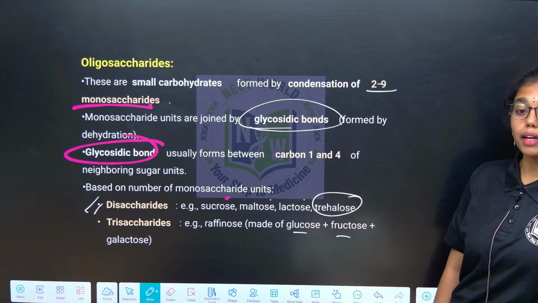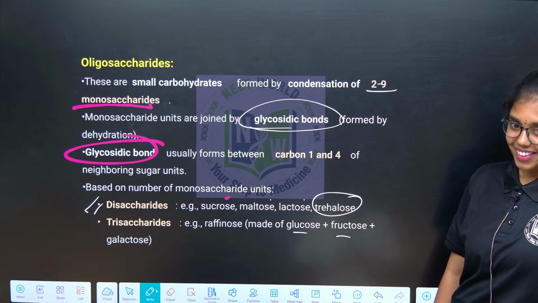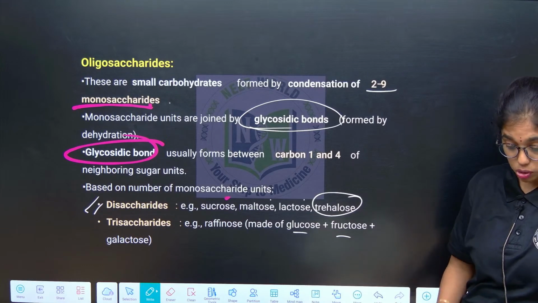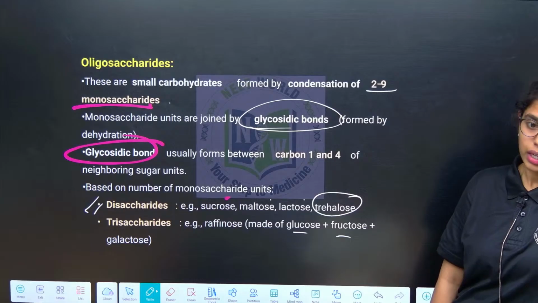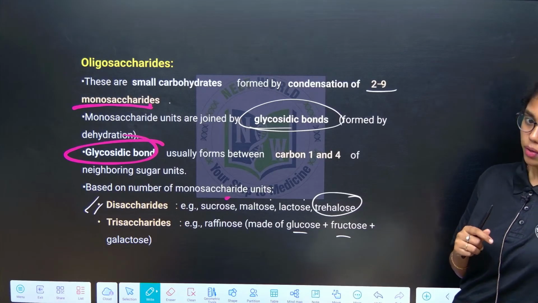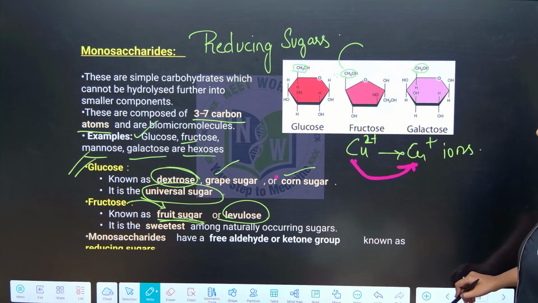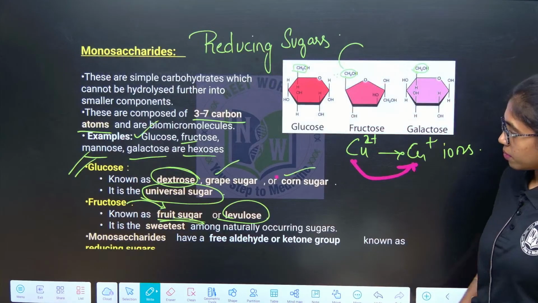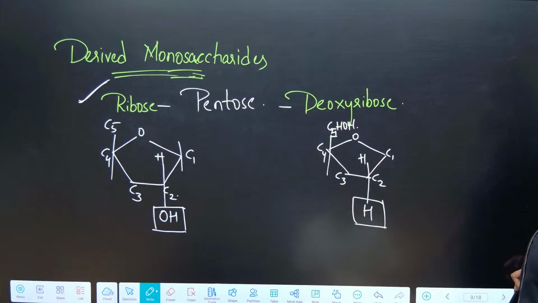And how about derived monosaccharides? For example, ribose and deoxyribose. Those are derived monosaccharides. Of those two, which will not have the oxygen group at second carbon? Deoxyribose. And do you see that deoxyribose in RNA nucleotide chain? No. And one more simple question: which is the sweetest sugar? Fructose. These are simple points only, but you should not forget that.